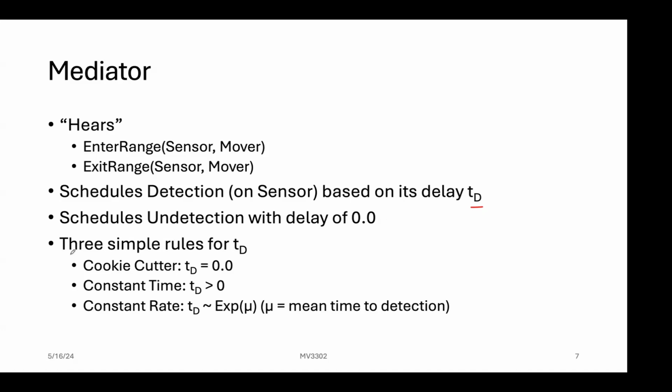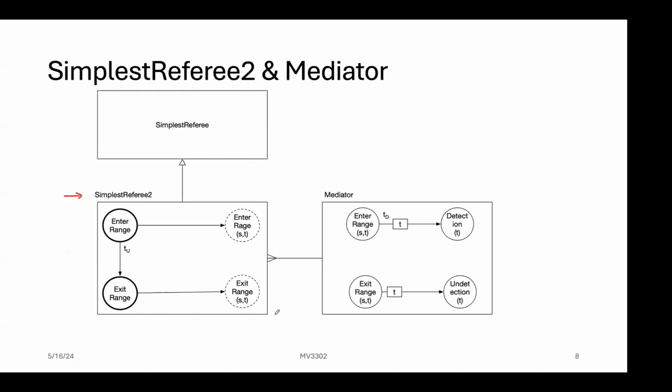So now the 3 rules that we've discussed are the cookie cutter, where the time to detection is 0, the constant time where we have a positive amount of time, and then the constant rate, where before I called it lambda, here I'm calling it mu. Just don't call it late for dinner. Now it's going to be an exponential random variable with a mean time to detection. So this is what every mediator is going to look like, and we're going to have one class of mediator for each of these.